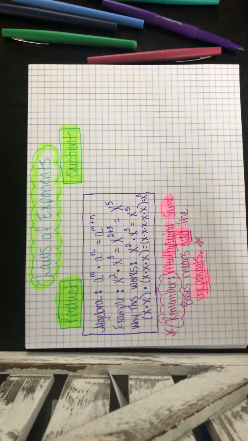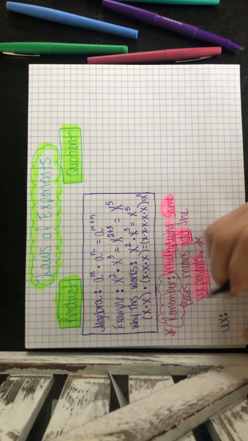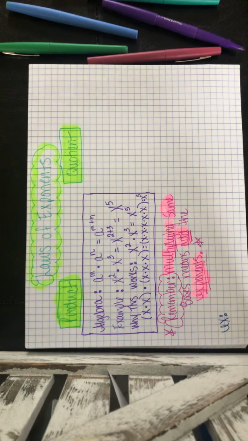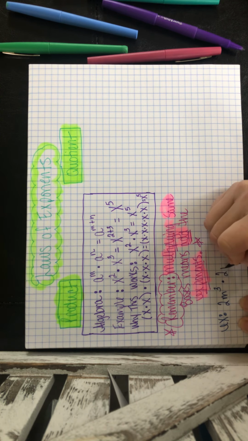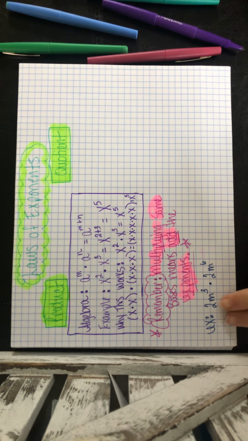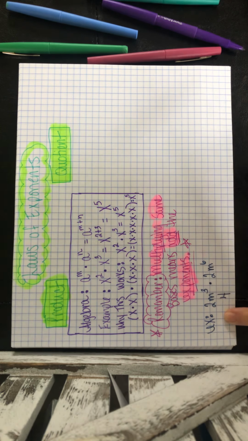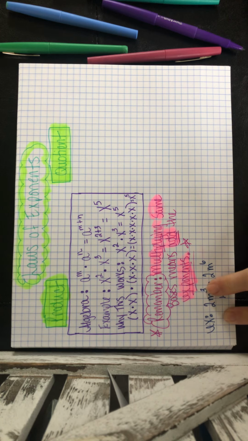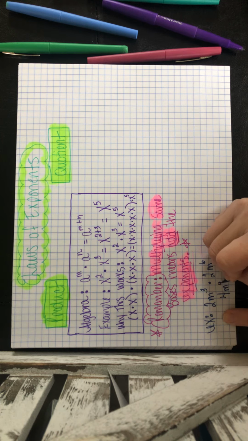All right, so let's look at another example. So here's another example that we can do. So we have 2m to the third times 2m to the sixth. So if we're doing this, we're going to do 2 times 2, which gives us 4, and then m to the third times m to the sixth. Because we're multiplying same bases, we add the exponents. So we get m to the ninth power.